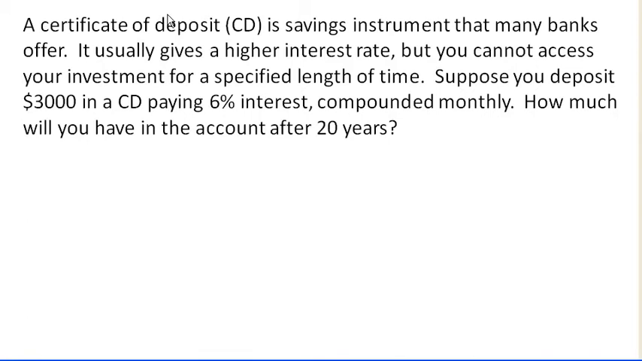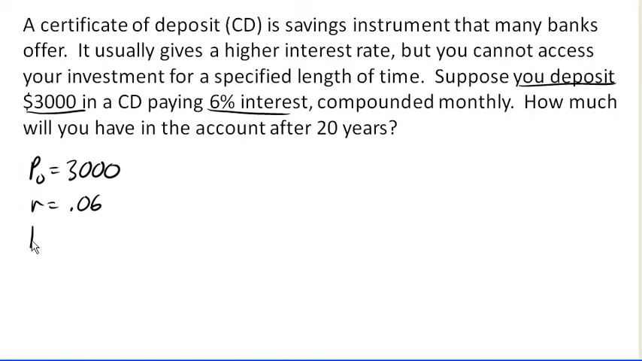So first thing we need to do is identify our principal, or in other words, our starting amount in our account. Now, first off, notice that we are depositing $3,000. We're doing that exactly once, which is why we're talking about compound interest here. So my initial investment was $3,000. Let's see here, what's my interest rate? My interest rate is 6%. And of course, that's an annual rate. Interest rates are typically given as annual rates unless it's specified otherwise.